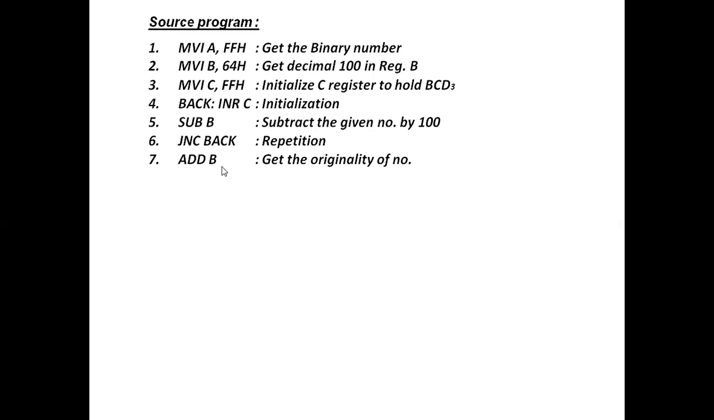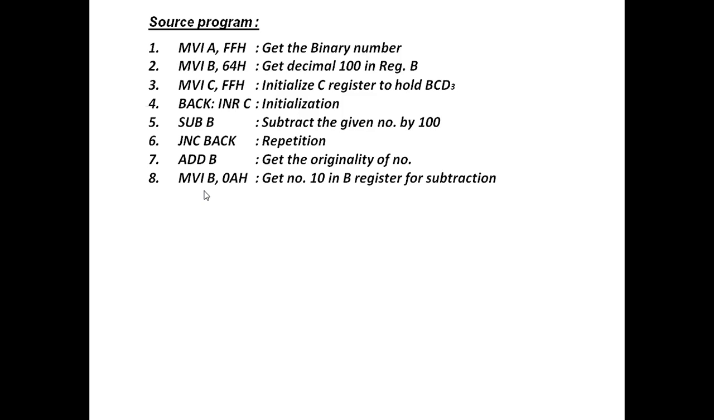We are going to add B again. Since here we have already subtracted and carry has been generated, it was 55 in the accumulator and 100 in the B register. When 55 is subtracted with 100, the result will be minus 45. And whenever we want to get the actual value, again, we are going to add the value of B. So B is actually 100 and the accumulator is minus 45. So minus 45 plus 100 will give you the result 55. So by doing this operation, you get the original number, and you will store the 55 into the accumulator.